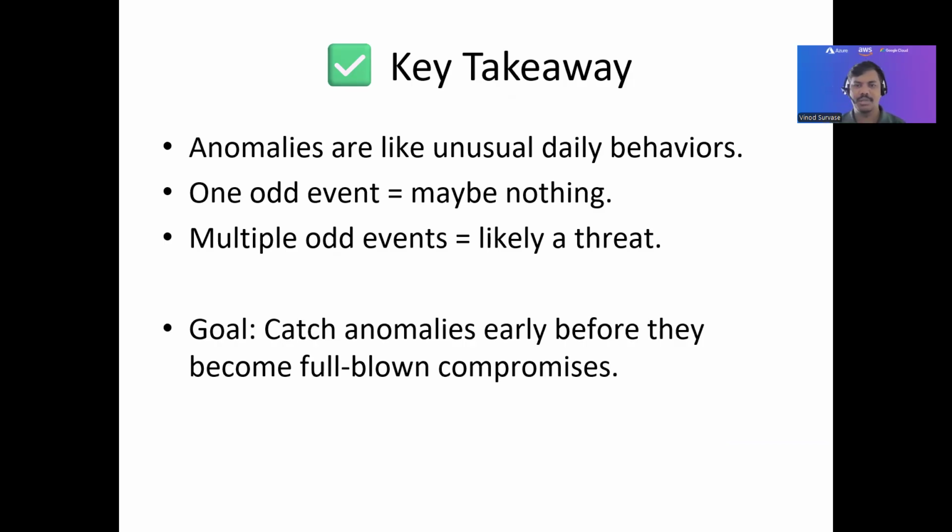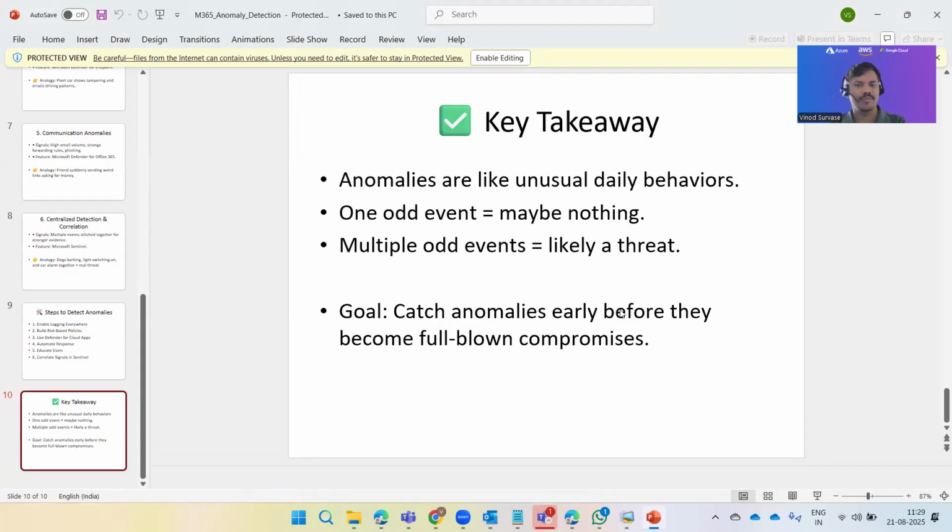One odd event may be nothing, but multiple odd events are like a threat, right? So these are the simple and straightforward takeaways. And the goal of this would be to catch all the anomalies early before they become full-blown compromises for the organization, because we don't want that spreading across the organization and causing unwanted situations, right? So that is how it is going to be, right?